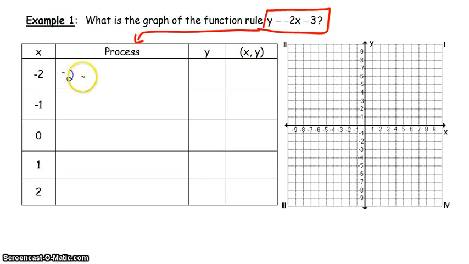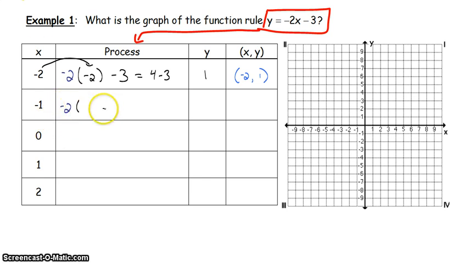So I'm going to take -2, but instead of x, I'm going to substitute -2 in this case, -3. To solve for y, -2 times -2 is +4, -3 is 1. That gives me my first ordered pair. When my x is -2, my y is +1. That's a solution to this equation. I'm going to follow that process all the way through using this function rule as my process each time.